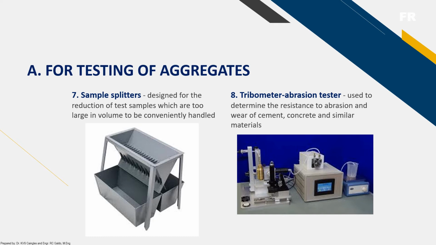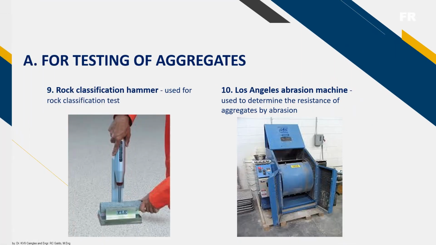Okay. And also we have here the tribometer abrasion tester. It is used to determine the resistance to abrasion and wear of cement, concrete, and similar materials. And we also have here, for the testing of aggregates, the rock classification hammer. It is used for rock classification test.